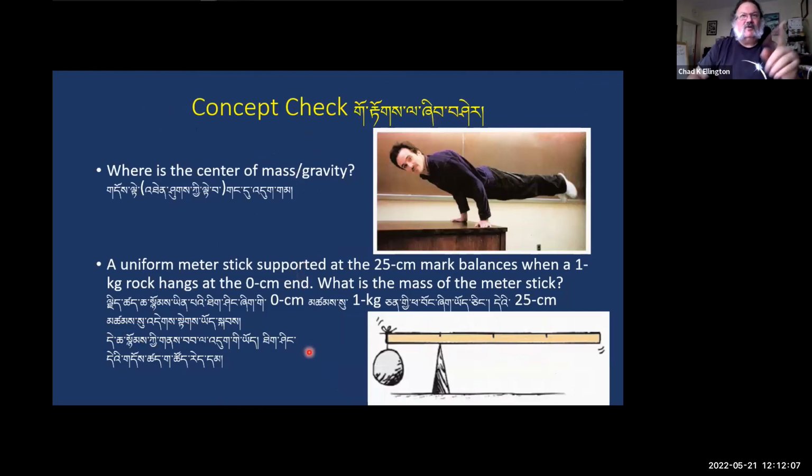Okay, so a couple of questions related to the center of mass is for the gentleman pictured here, where is the center of mass or the center of gravity for that instance?